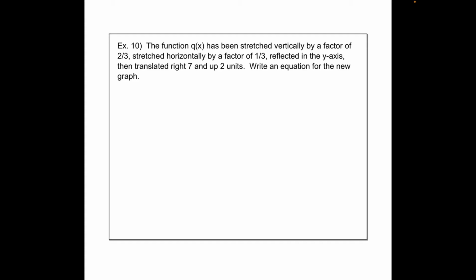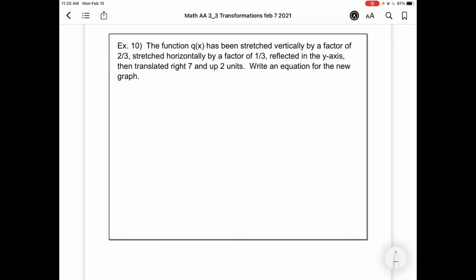We've got a function q of x that's been vertically stretched by a factor of 2/3, horizontally stretched by a factor of 1/3, reflected in the y-axis, then translated right 7 and up 2. And just to be clear here, sometimes right 7 and up 2 is shown this way, 7, 2, as a vector. The top number there means right-left transformation, and the bottom number means up-down. So really we're wondering, what's going on with q of x?